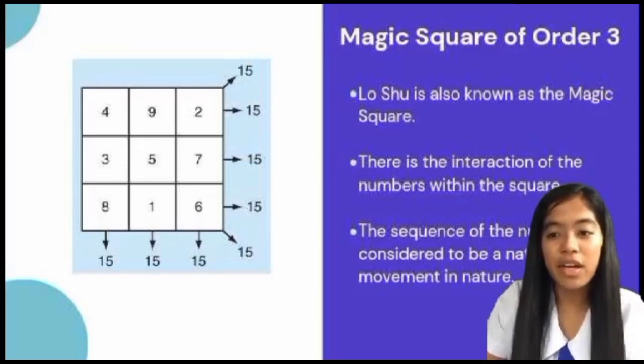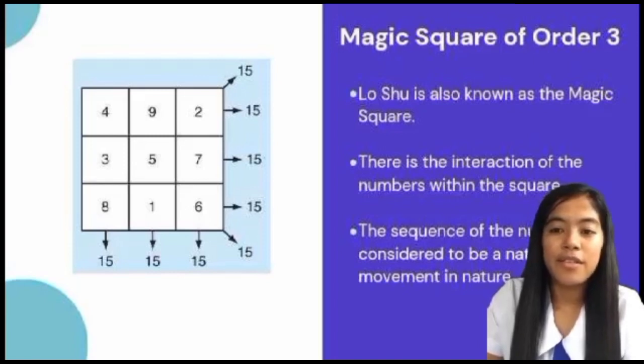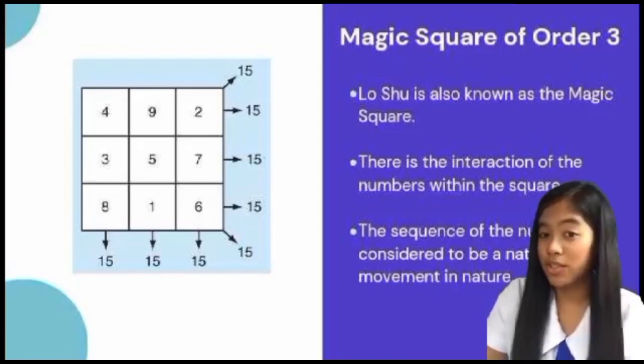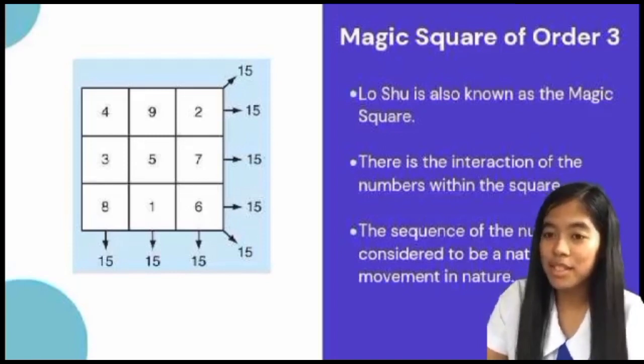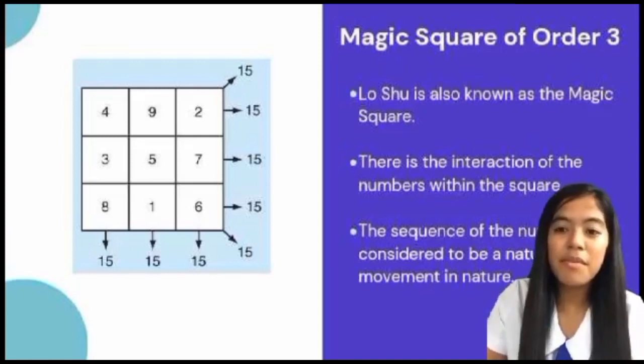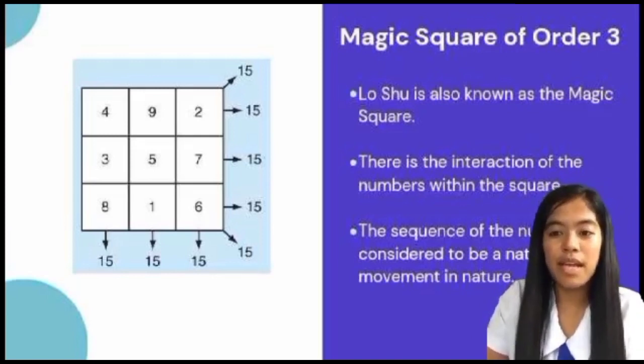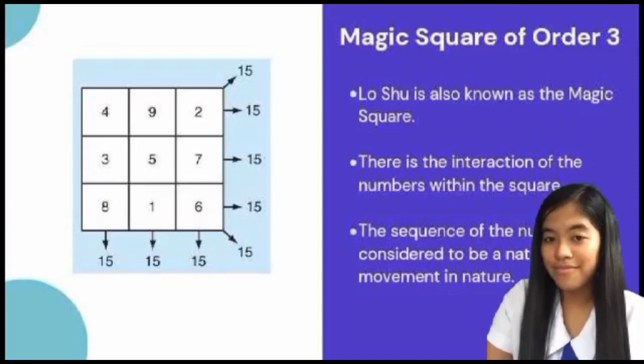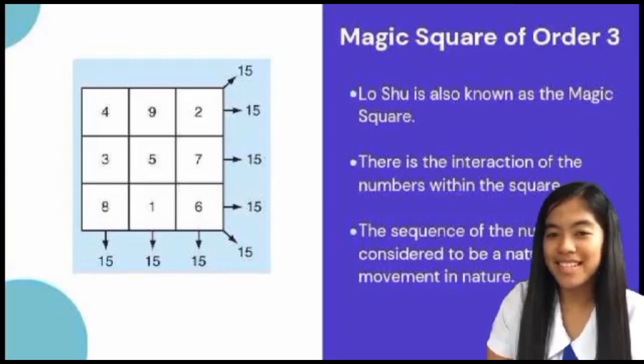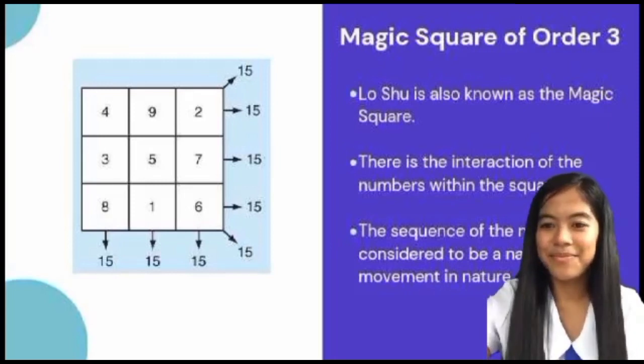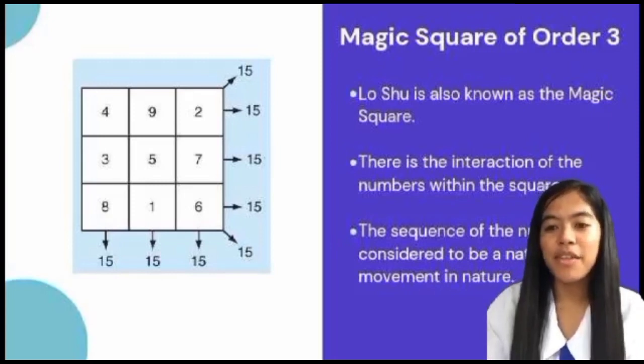The sums of the opposite corners sum to 10, whereas 4 plus 6 is equal to 10 and 8 plus 2 is equal to 10. The sums of the opposite edges also sum to 10: 9 plus 1 is equal to 10 and 3 plus 7 is equal to 10. The sum of the 3 rows and the 3 columns all sum to 15.